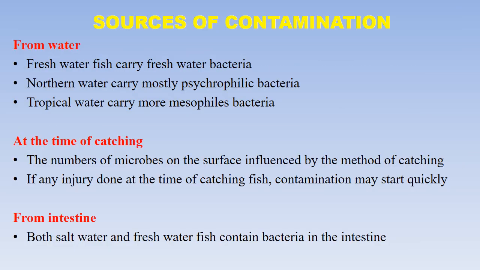Now briefly we will discuss the sources of contamination. The first is the water. In the case of freshwater fish, it will carry freshwater bacteria, because the nature of bacteria will be different in freshwater and in saline or sea water. Northern waters carry mostly psychrophilic bacteria. That means in low temperature conditions, psychrophilic bacteria will be present in the water, whereas in the tropical region mesophilic bacteria will be present, that is around a temperature of 20 to 35 or 40 degrees Celsius.